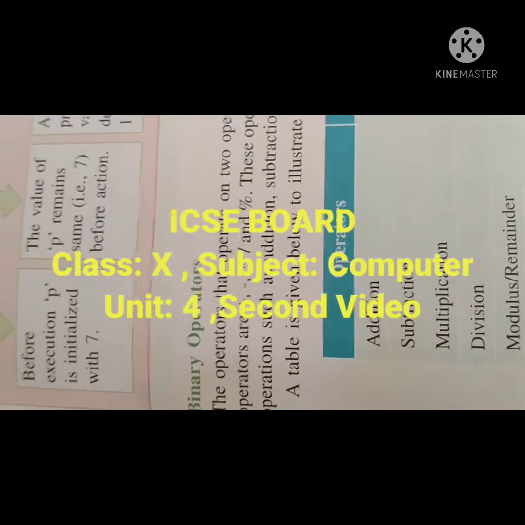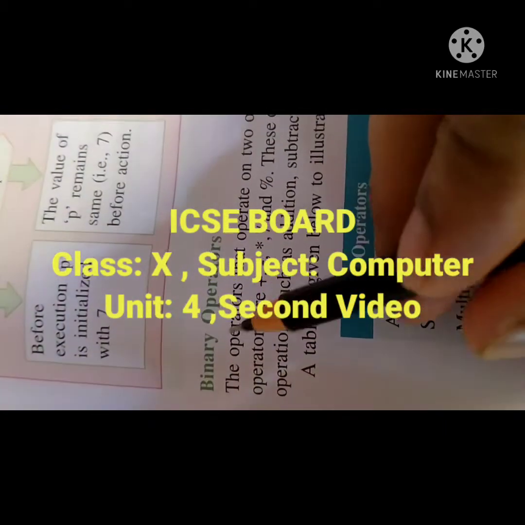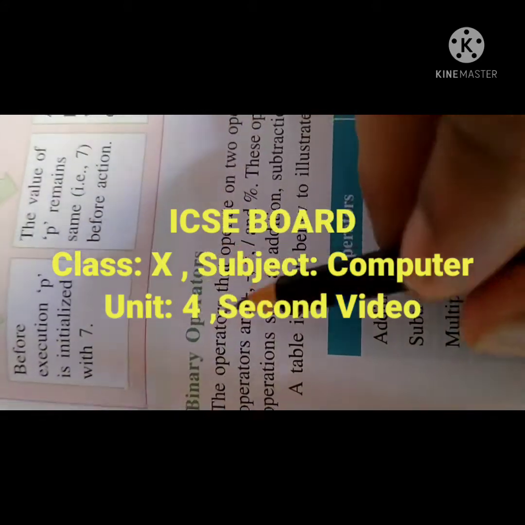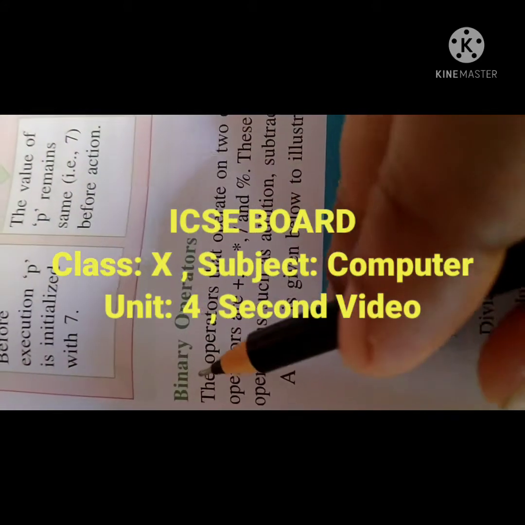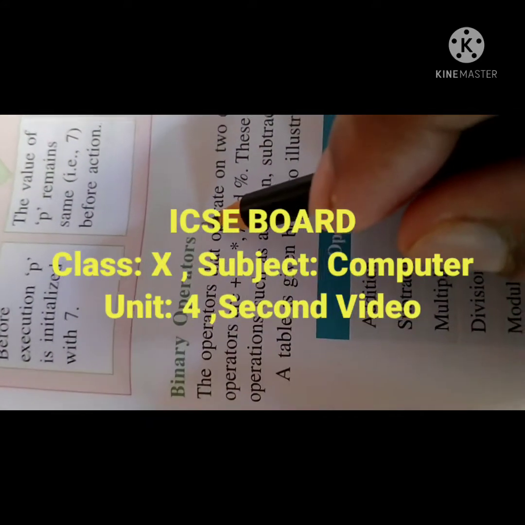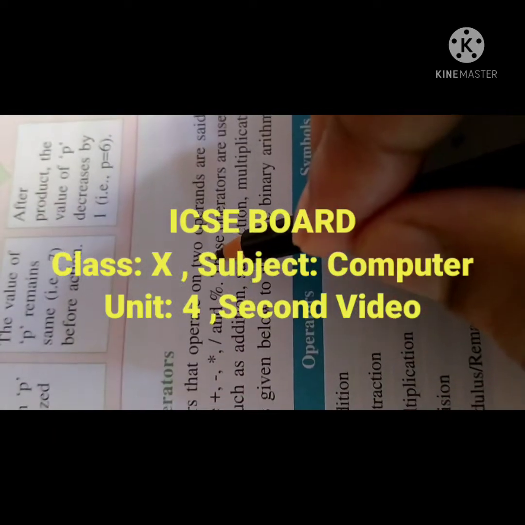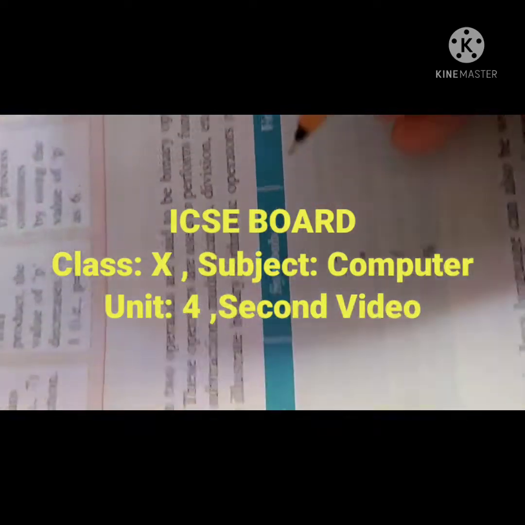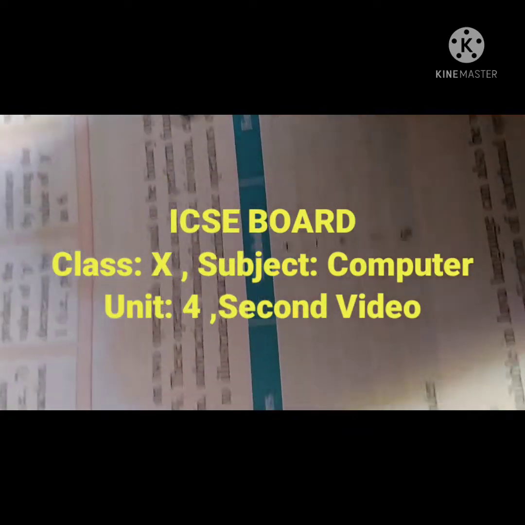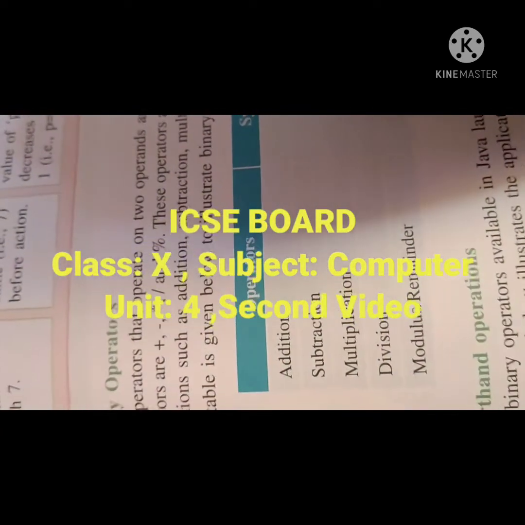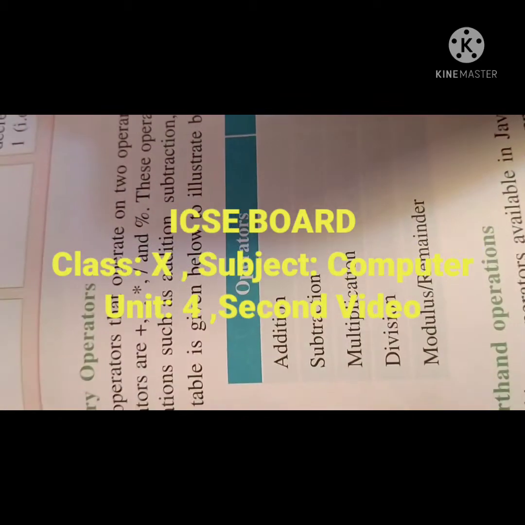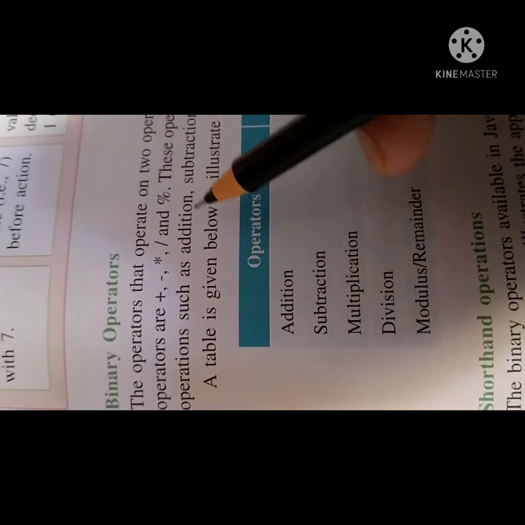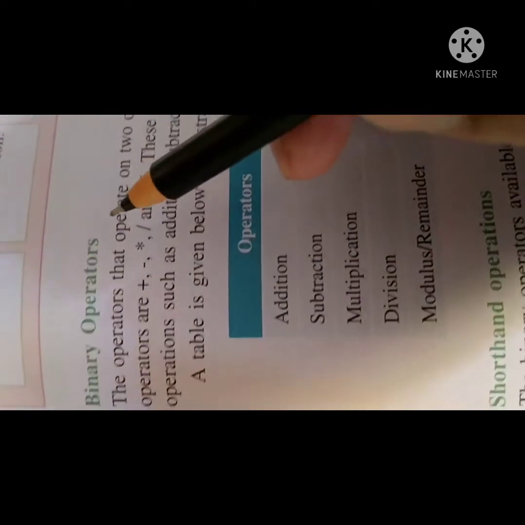Today I am explaining binary operations of unit 4. Binary operators are operators that operate on two operands. Okay, if you are having two operands, then we use binary operators to perform an operation.